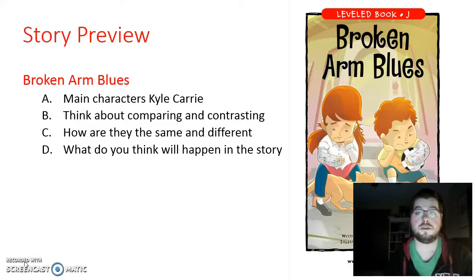So today you will be reading the story, Broken Arm Blues. The story is about two main characters, Kyle and Carrie. When reading the story, I want you to think about comparing and contrasting them. How are they the same? And how are they different? And what do you think will happen to Kyle and Carrie in the story, Broken Arm Blues?